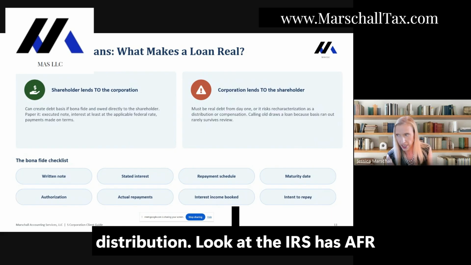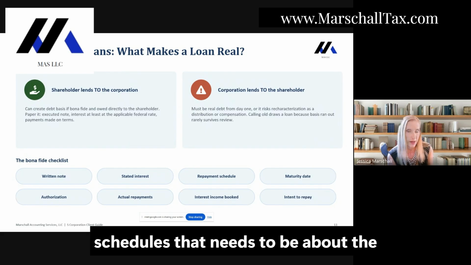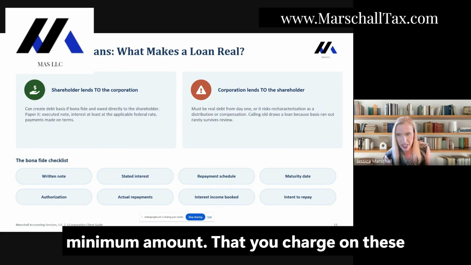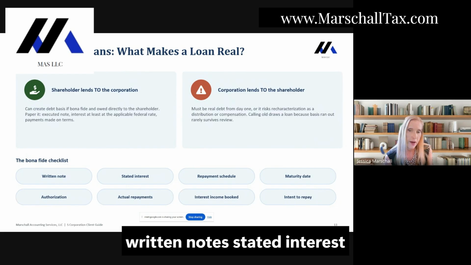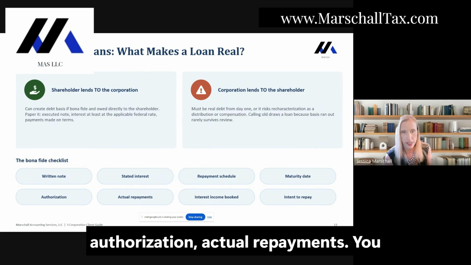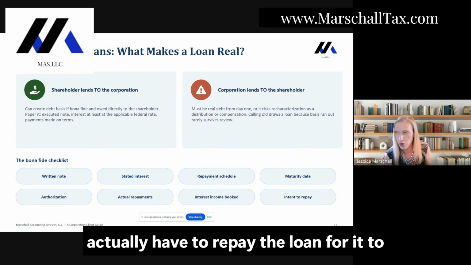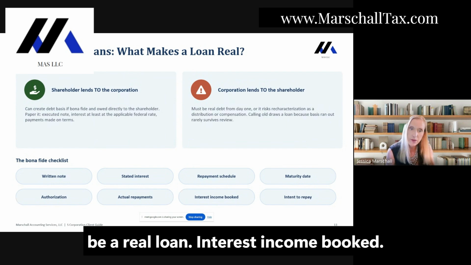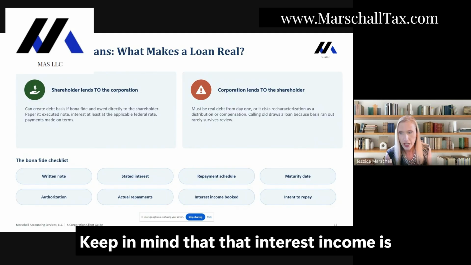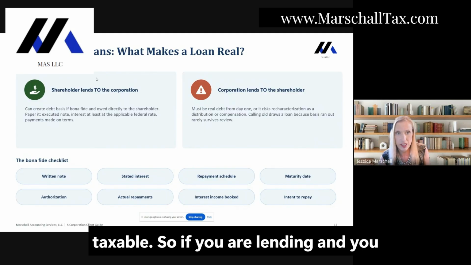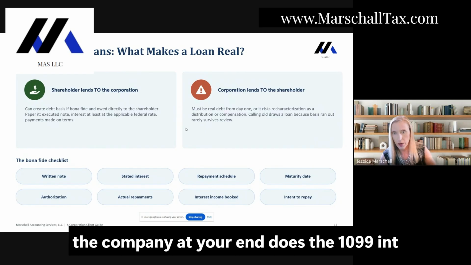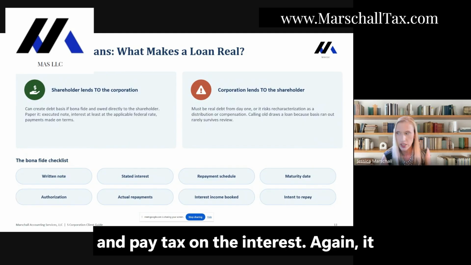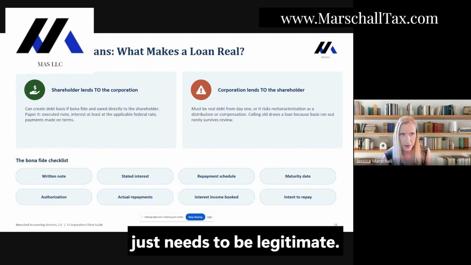Look at the IRS AFR schedules. That needs to be about the minimum amount that you charge on these closely related debts. Maturity date, intent to repay, repayment schedule, written notes, stated interest, authorization, actual repayments. You actually have to repay the loan for it to be a real loan. Interest income booked. Keep in mind that interest income is taxable. So if you are lending and receiving interest, make sure that the company at year end does the 1099-INT and pays tax on the interest. Again, it just needs to be legitimate.